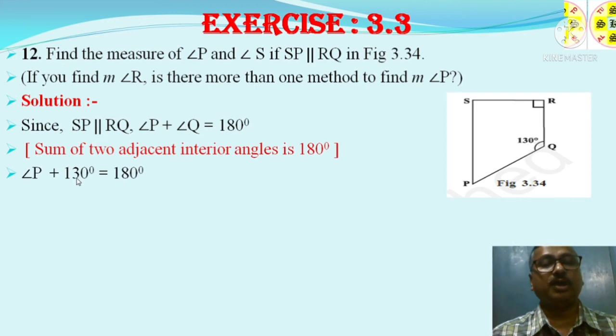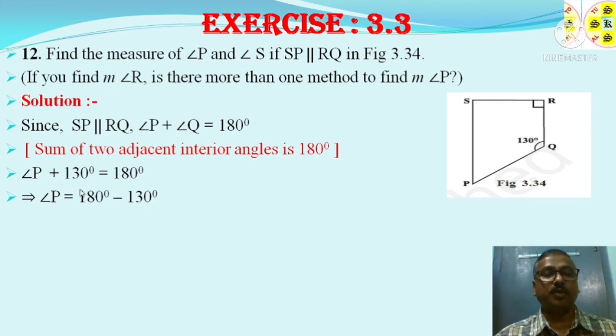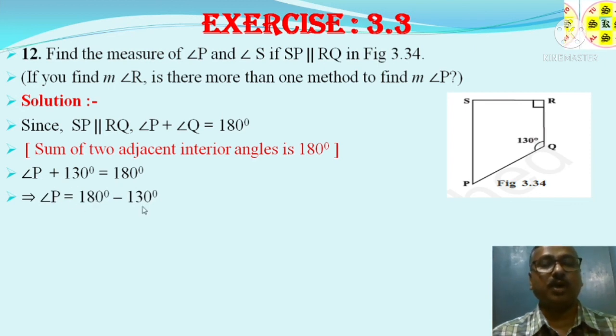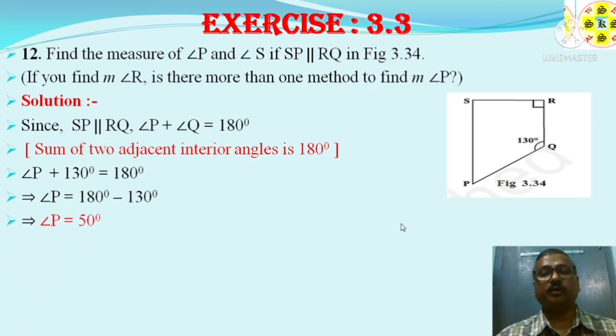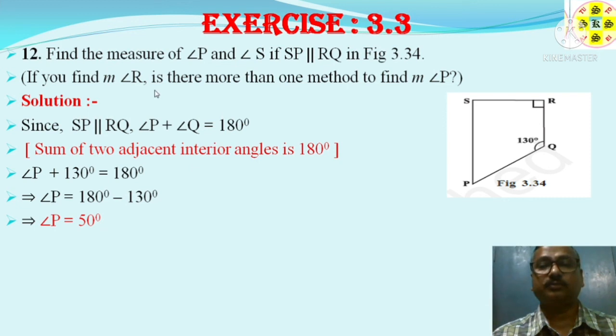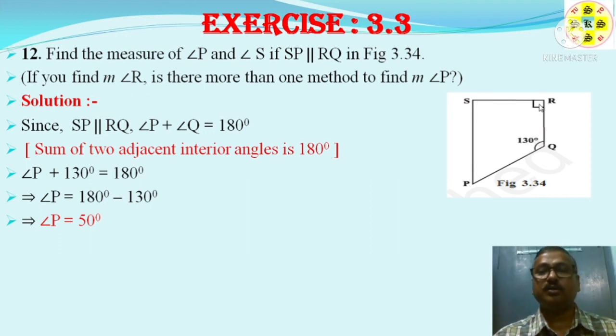So angle P plus 130 is equal to 180 degrees. After simplifying we get P equals 180 minus 130, so P equals 50 degrees. So this is one method, in this way we can find P. Now another part: if you find the measure of angle R, given as 90 degrees, then S is also 90 degrees, since they are supplementary.